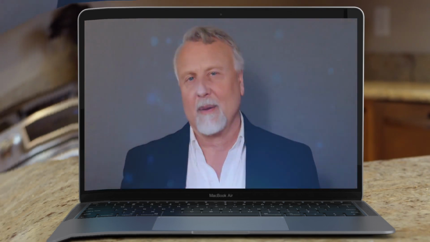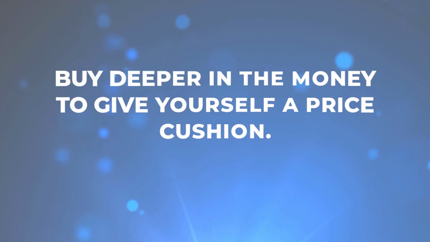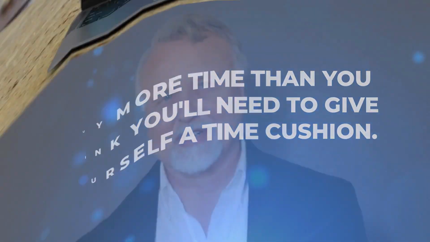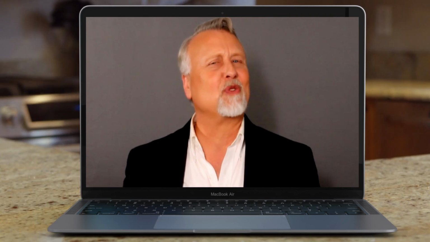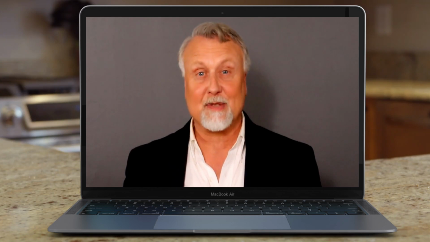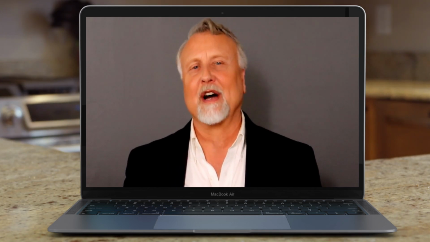A good rule of thumb when buying options is to buy deeper in the money to give yourself a price cushion and to buy more time than you think you'll need to give yourself a time cushion. When you trade, you want as much going for you as possible. So in addition to picking a trade with a mathematical expectation of winning, you can also find trades with other good reasons to run in your direction.